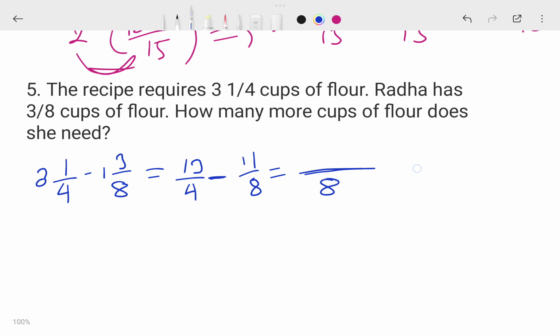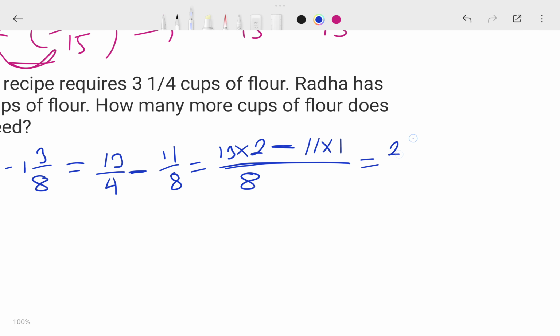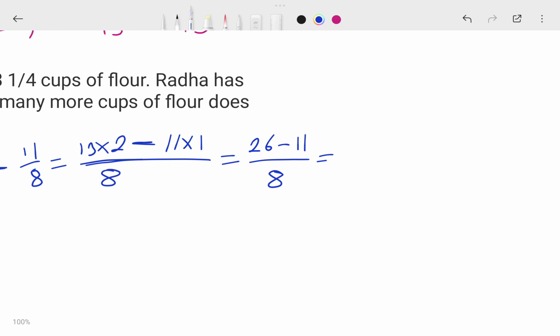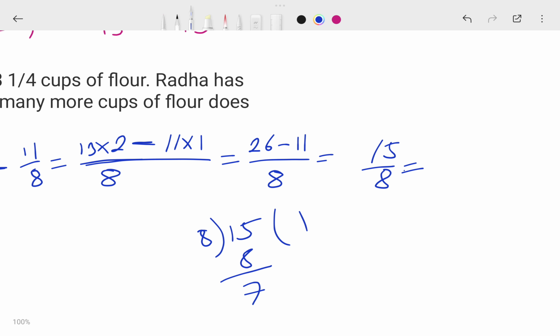In 4 table, 8 is 2 times, so this is going to be 13 into 2, then it is minus. In 8 times, it is going to be 11 into 1. So this is going to be 26 minus 11 by 8. When you subtract, it is going to be 15 by 8. Here, if you divide 8 into 15, it is going to be 1 times, and how many left? That's 7 left. Okay, so we will write like that. Okay, this is our answer.